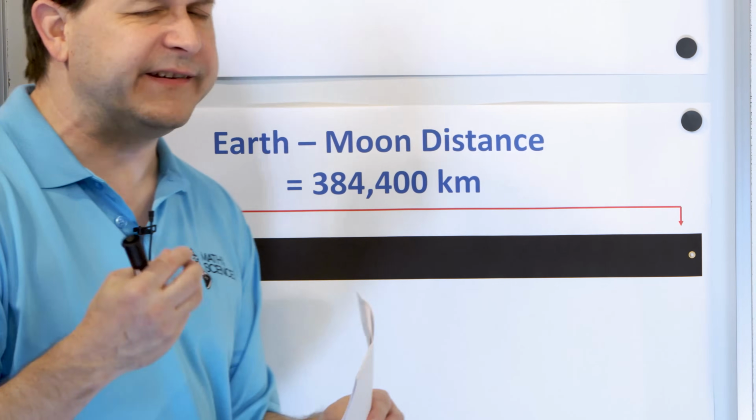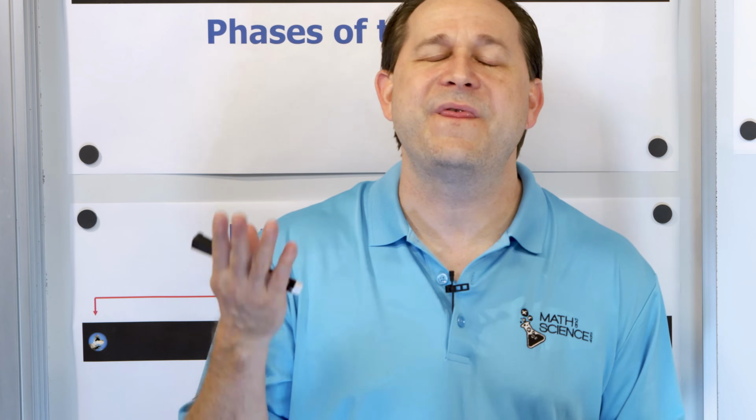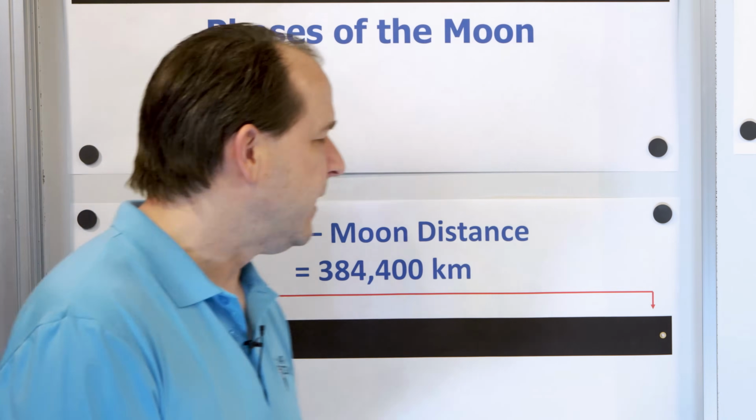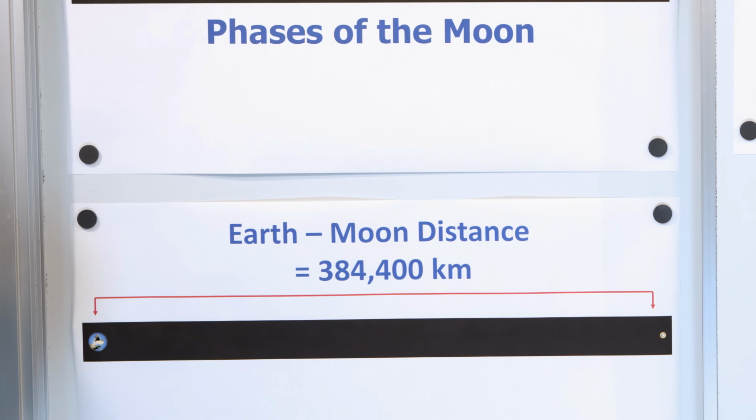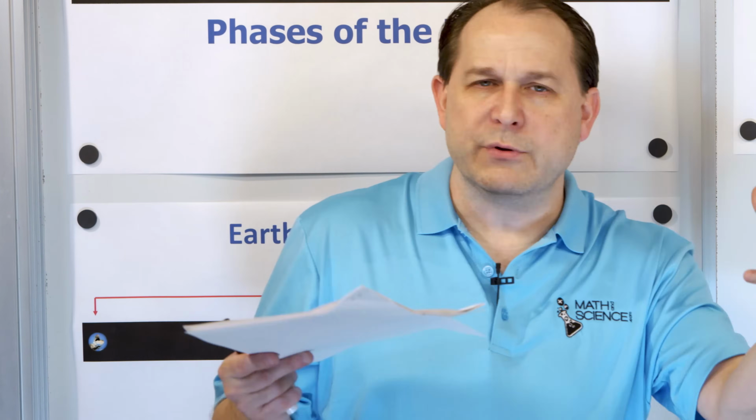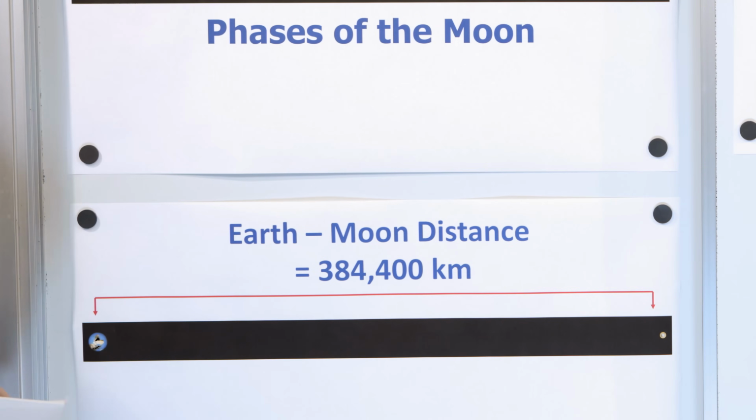Now, in real distance units, the moon is about 384,000 kilometers away. 384,400 to be exact. Now, of course, it's not a fixed number. The orbit of the moon is really elliptical, and so it gets a little bit closer and a little bit farther away from the Earth over its orbit, but we can just say that that's the average distance between the Earth and the moon, 384,400 kilometers.